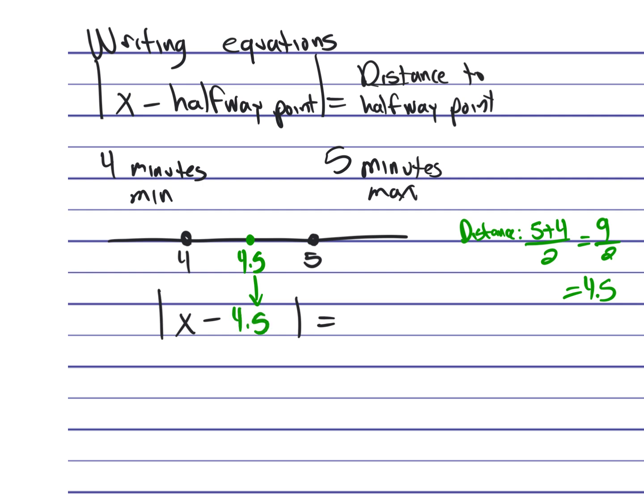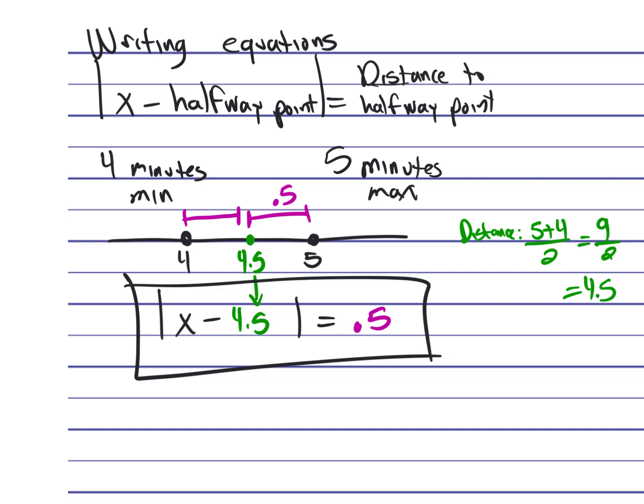Now, my distance to the halfway point is the distance between the halfway point and one of my endpoints. To find that, all you have to do is subtract. Big minus small, because distance cannot be negative. So what's 5 minus 4.5? And that might be a hard one to subtract in your head. You might want to try 4.5 minus 4. It's going to give you the same number. In this case, it's 0.5. So that's my answer. That's how we write the equation when I know my answers firsthand.